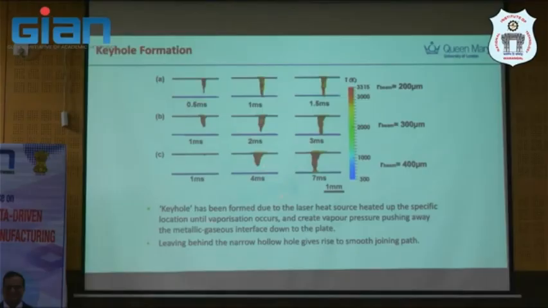And then you see the keyhole is formed due to the laser heat source, heating up at a specific location until vaporization occurs and creates vapor pressure, pushing away the metal-gaseous interface down to the plate. So it's drilling down to the plate. It actually happens as well in additive, but the difference between additive and this is that you have powder particles, which increase the surface area in your domain, and this may change your absorption a little bit. And it leaves behind a narrow, hollow hole, giving rise to a smooth joining part.